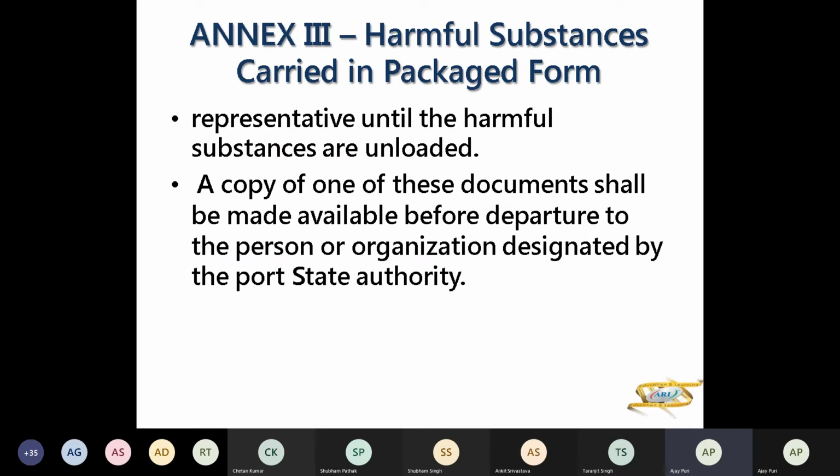Plus, copy of these documents shall be available before departure to persons or organizations designated by Port State Authority.